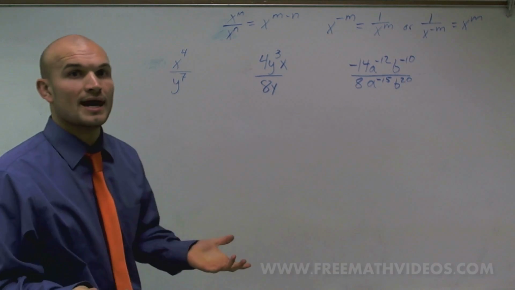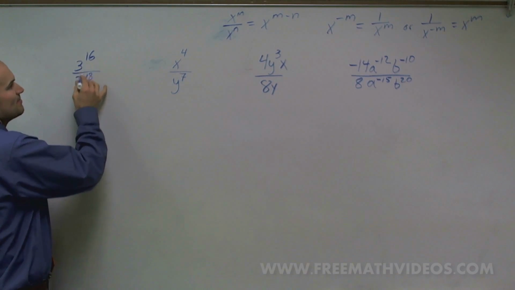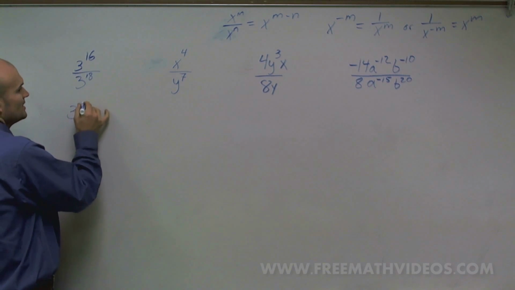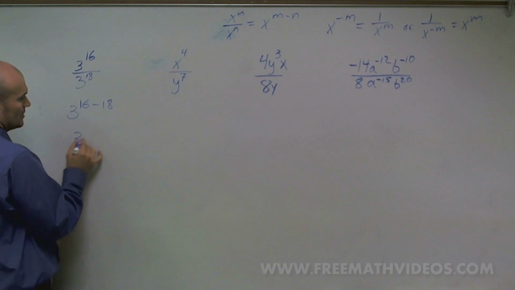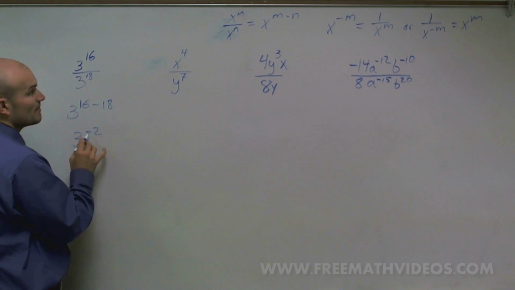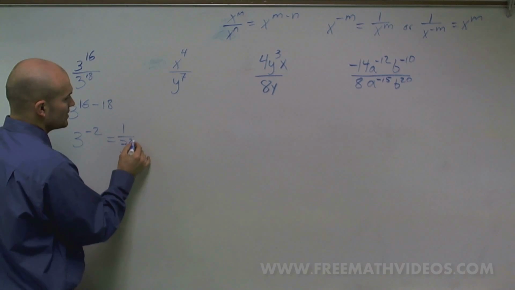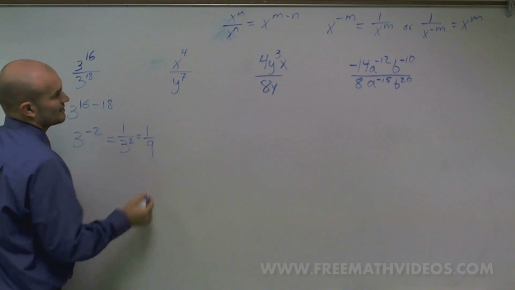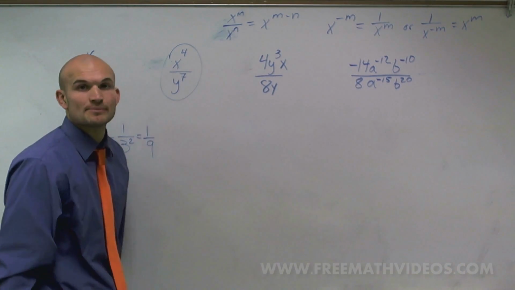Okay, now let's go and solve these. Remember, when they have the same base, you subtract the exponents. So you have 3 to the 16 minus 18, which is 3 to the negative 2nd. Therefore, remember, I can never have a negative exponent. I have to write this as 1 over 3 squared, which equals 1 ninth. This problem, my bases are not the same, so that is already simplified.